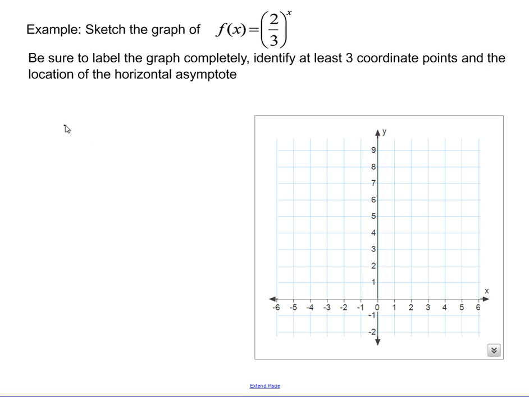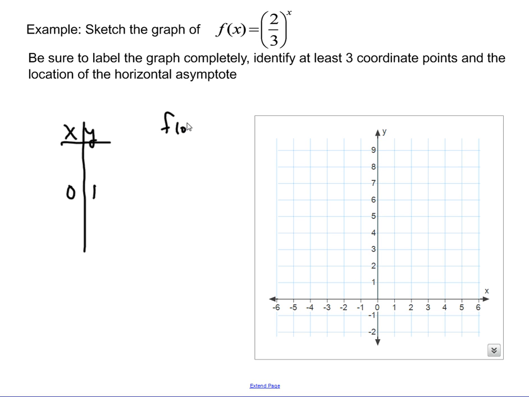In this case, I'm going to go ahead and make a table, and I want to choose 3 principal points. And we actually have already identified one right away. We know that when x is equal to 0, a property of this function is that this is the kind of graph that will pass through the point (0, 1). And we can check that out.